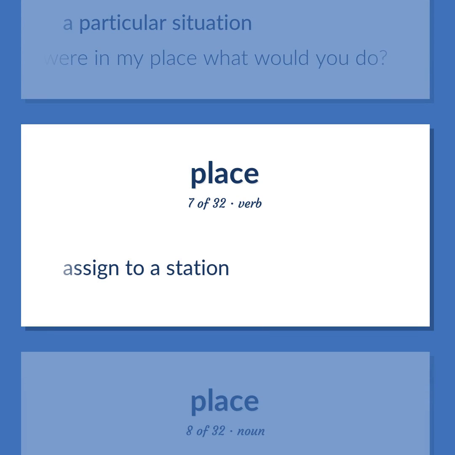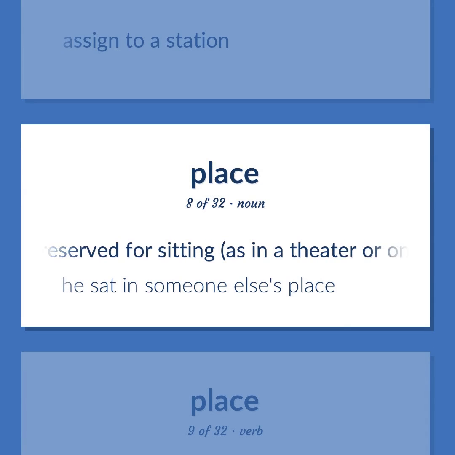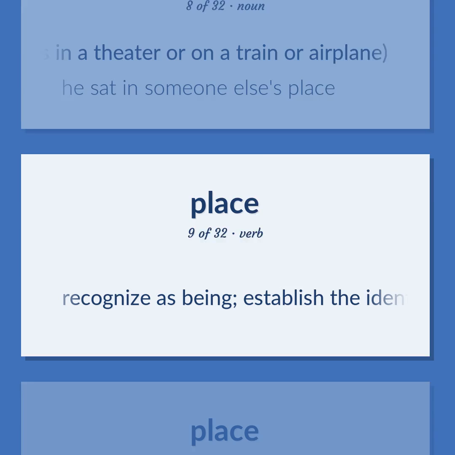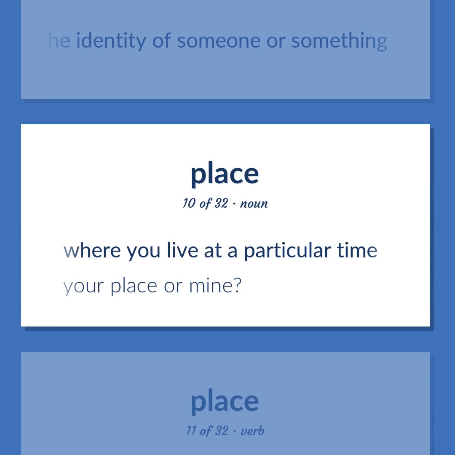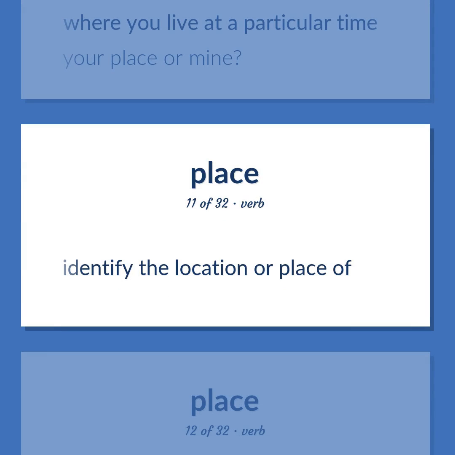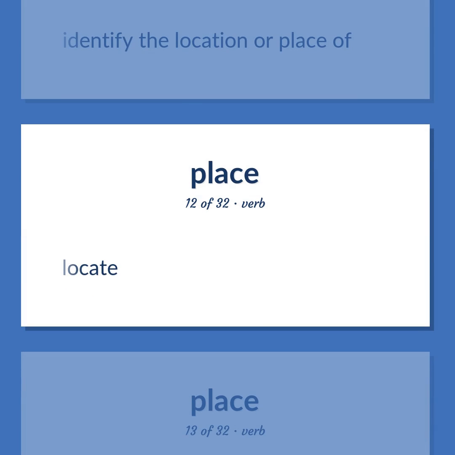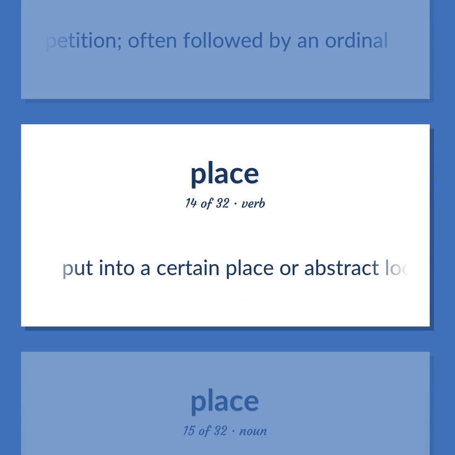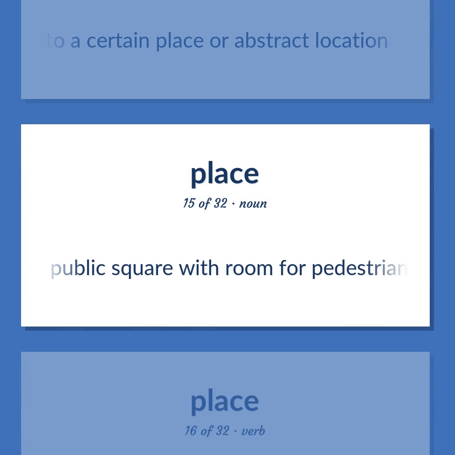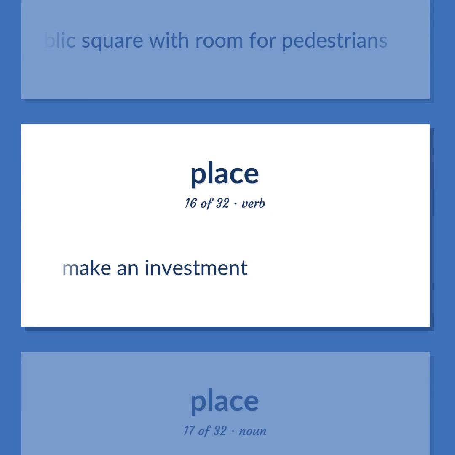Assigned to a station. A space reserved for sitting, as in a theater or on a train or airplane. He sat in someone else's place. Recognize as being. Establish the identity of someone or something. Where you live at a particular time. Your place or mine. Identify the location or place of. Locate. Take a place in a competition, often followed by an ordinal. Put into a certain place or abstract location. A public square with room for pedestrians. Make an investment.